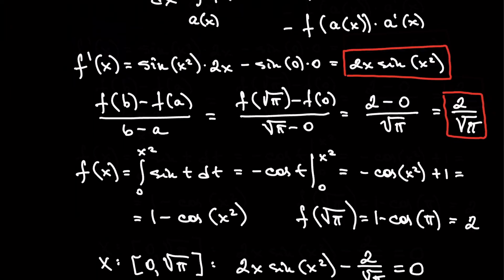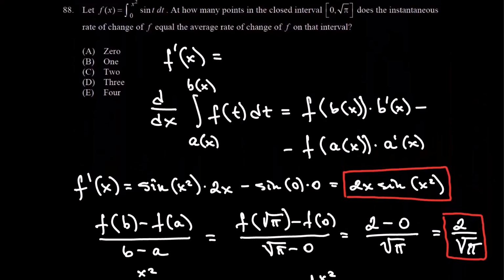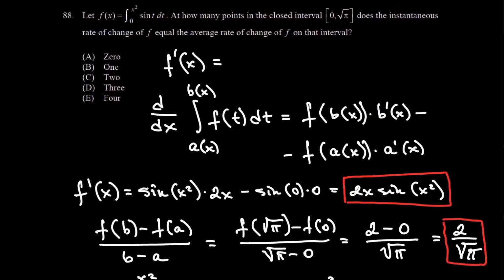And so, as we just saw, the answer here is 2. So there are 2 points on a closed interval between 0 and square root of pi, for which instantaneous rate of change of f equals the average rate of change of f on the interval from 0 to square root of pi.